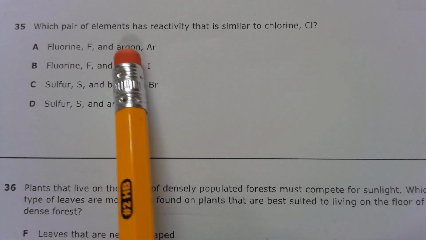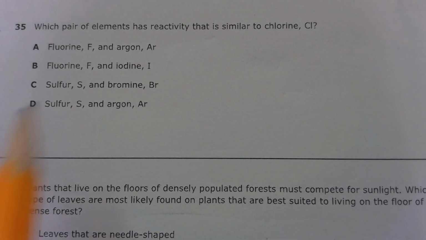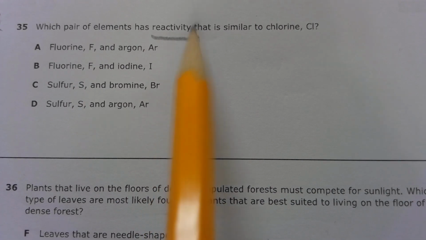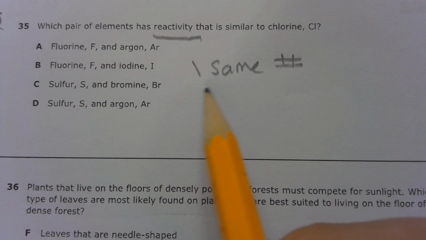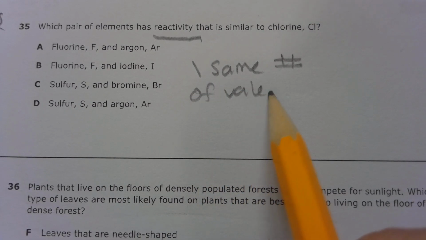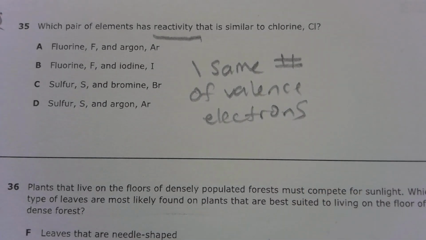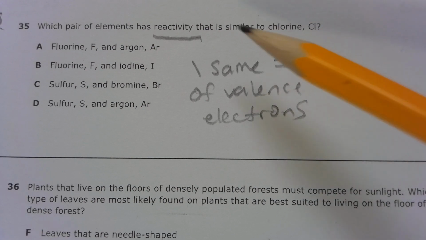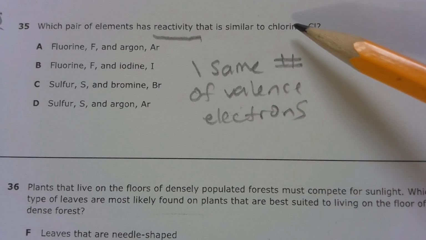Okay, which pair of elements has reactivity that is similar to chlorine? Remember, if we want to know the reactivity is similar, that means they have to have the same number of valence electrons. And how can we find out if they have the same number of valence electrons? We go to the periodic table. We're looking for chlorine to see which elements would have the same number of valence electrons as chlorine.